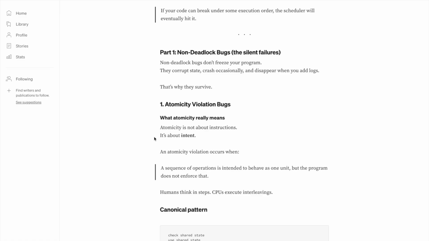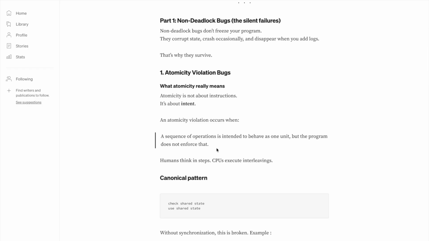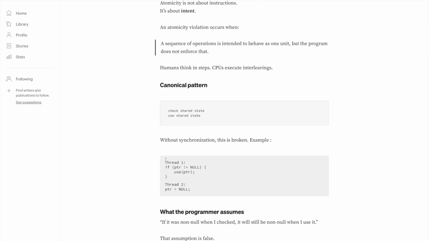So for example, everything should be atomic. A sequence of operations is intended to behave as one unit, but if the program does not enforce it, then you will see these atomicity violation bugs. For example, you have two threads in your computer. One is doing this: if ptr is not equal to null, use this ptr. And in thread 2, you are assigning ptr to null.